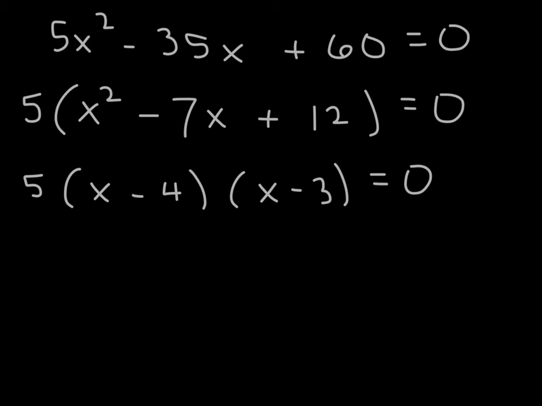The zero factor property at this point says take every single factor, and you have 3 factors here. You have a monomial factor, and then you have a pair of binomial factors. Take each one separately and set them equal to 0.